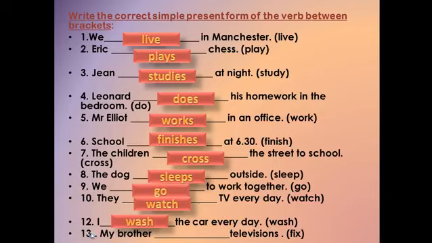Now the last one, my brother televisions and fix. So my brother fixes televisions. Why fixes? Because my subject here is brother, which is a he, and my verb here ends in an X, so I add an ES in the present simple. My brother fixes televisions, and this is a fact or a truth about my brother, so I use the present simple.